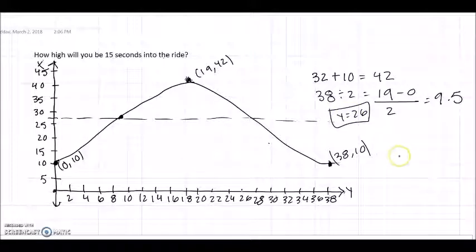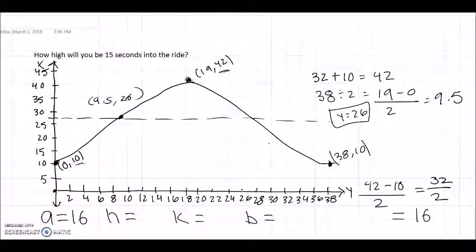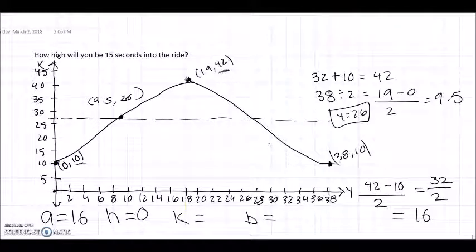To find the amplitude of the graph, we know that our maximum is 42 and our minimum is 10. Therefore, we put 42 minus 10 and divide that by 2, which gives 32 divided by 2, and that equals 16. So our amplitude is 16. For h, we know that h would be 0 because we're starting at 0, 10. And k is our midline, which is 26.